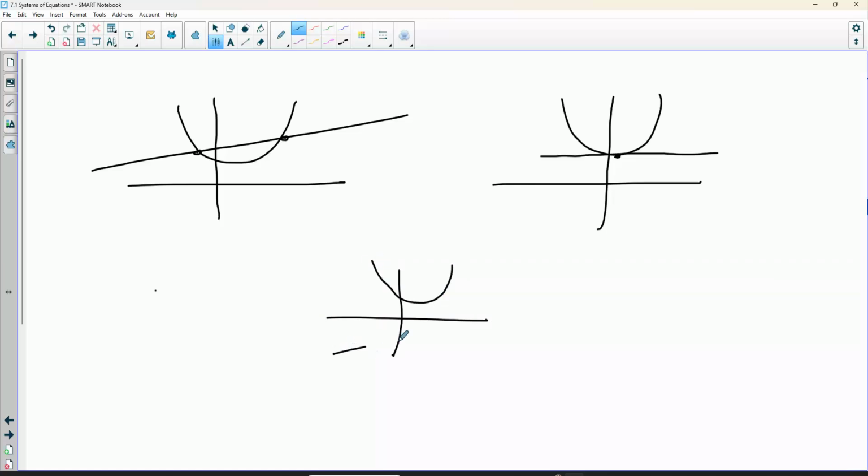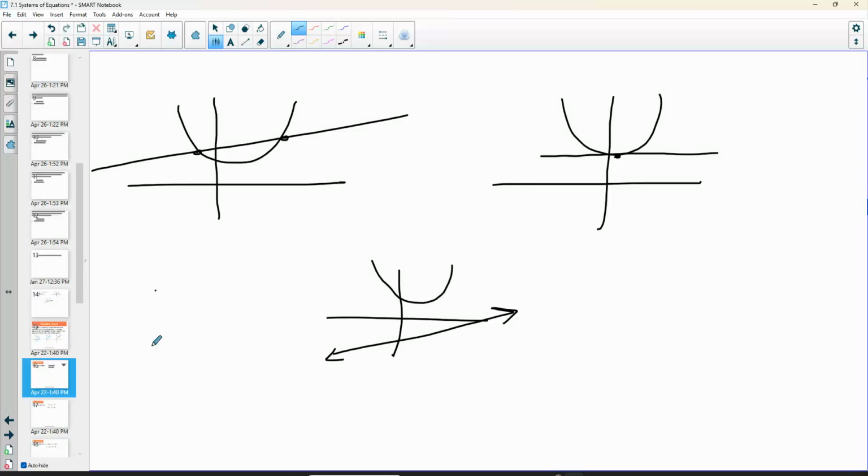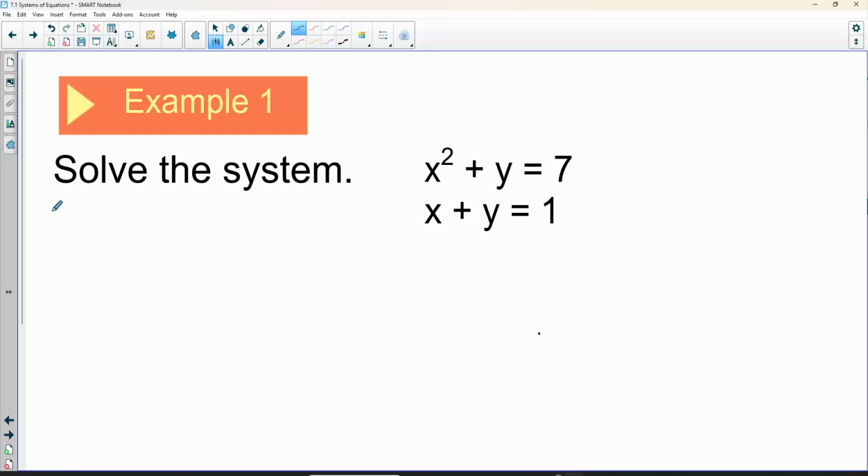Yeah. So if I have nonlinear systems, there's not necessarily a rule of how many times they meet. It depends on what the graphs are. If I gave you a circle and a parabola, they might meet as many as 4 times. So we can't just look for a single answer. But our strategies are going to be the same. We're going to use substitution and elimination. So let's take a look at this one.